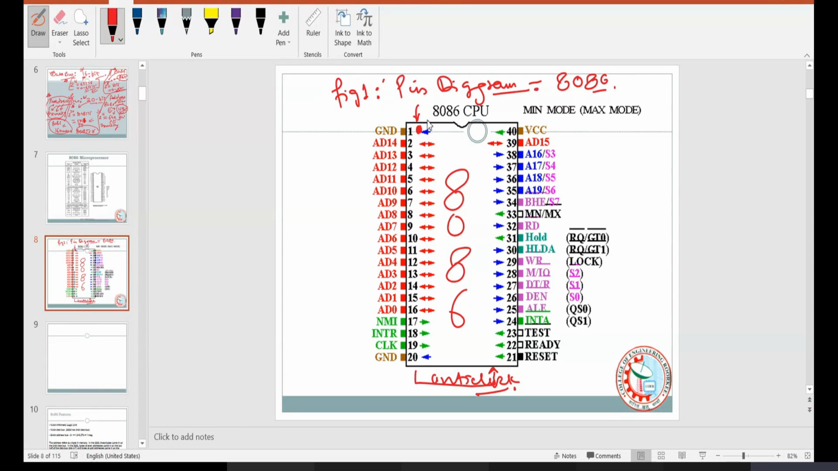Because if you do not know where pin number 1 is, pin number 1 and pin number 21 could be the same. Fine, so you need to understand first from where pin number 1 starts. Okay, so let's start with this.